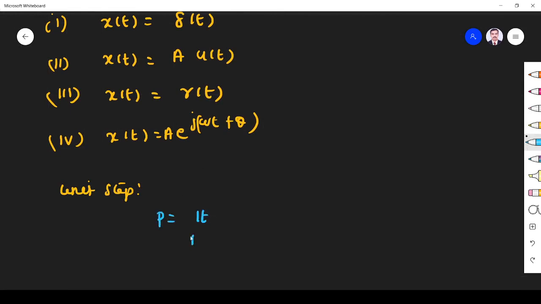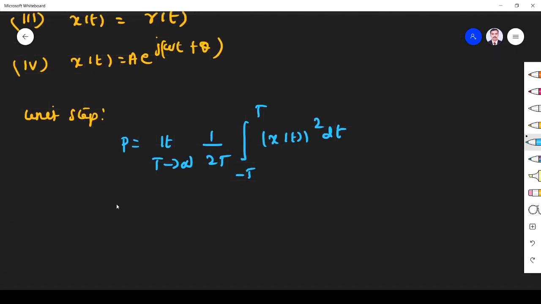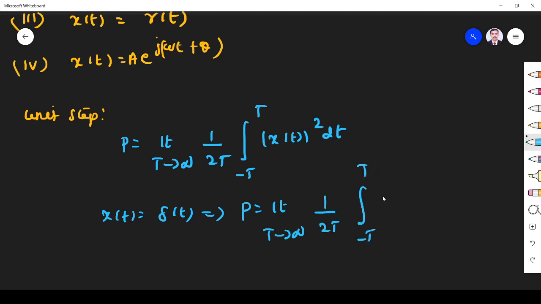Power is given by limit T tends to infinity, 1 by 2T, integral from minus T to plus T of x of t whole squared dt. So what is my x of t? For the first problem, x of t is delta of t. So substitute that: P is equal to limit T tends to infinity 1 by 2T integral minus T to plus T delta of t squared, again delta of t only. Wherever this delta of t has a value, I substitute x of t is equal to delta of t.